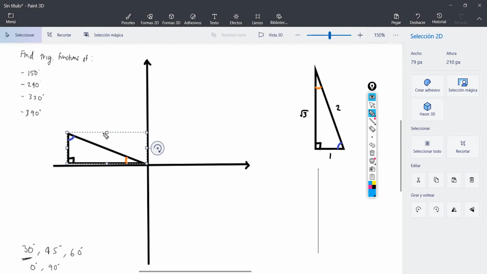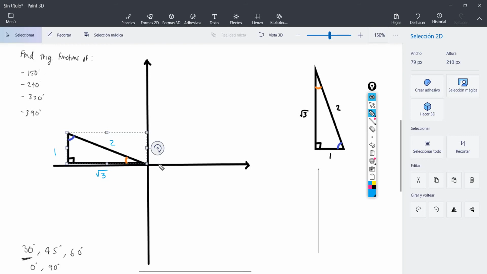How? Well, you must understand this. This triangle is the same as this one, so we already know all of its angles, and now we know all of its sides. This side, according to this triangle, is the square root of 3. This one is 1, and the hypotenuse is 2. You see?